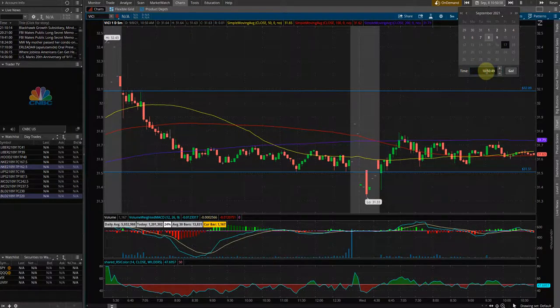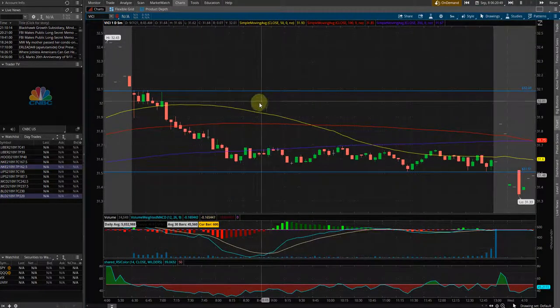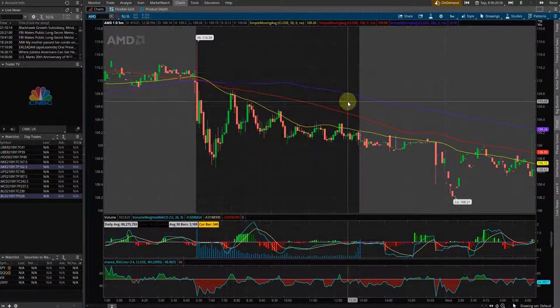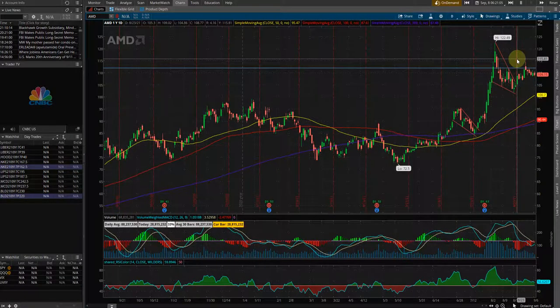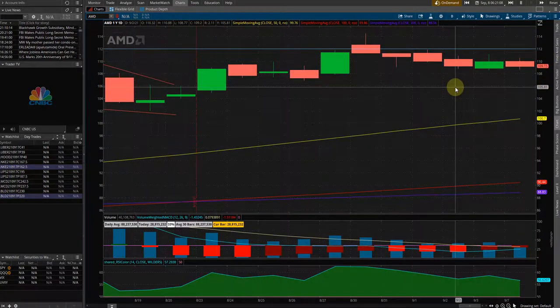Let's go to 6:20 a.m. on the 8th again, and we'll look at another chart here. So we're going to go to our daily chart, because that's where we're finding our setups.